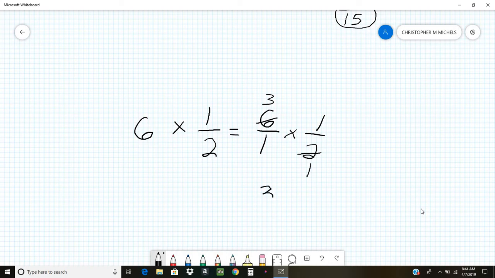So now we multiply what's left over, 3 over 1 times 1 over 1. So 3 times 1 and 1 times 1. 3 times 1 is 3. 1 times 1 is 1. Okay, so we get 3 over 1, or a final answer of 3, which we know makes sense because half of 6 is 3.